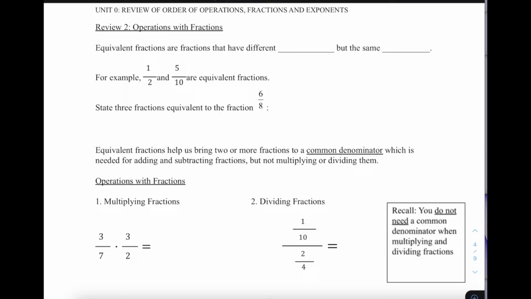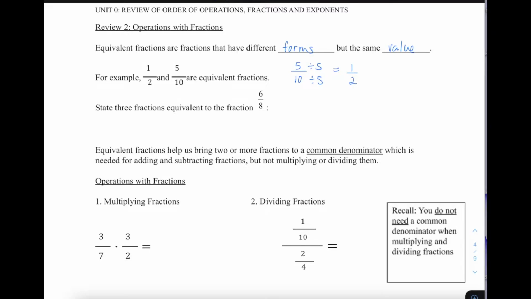Equivalent fractions are fractions that have different forms but have the same value. For example, 1/2 and 5/10 are equivalent fractions because 5/10 can be reduced. If I divide the numerator by 5 and the denominator by 5, I get 1/2.